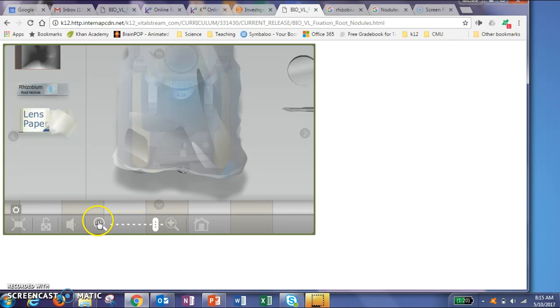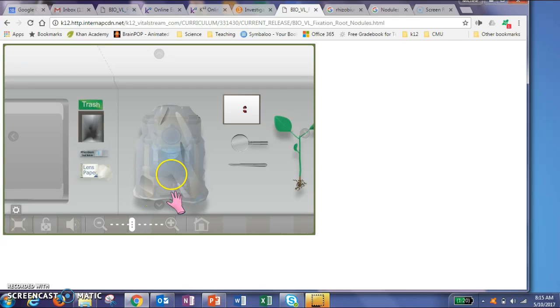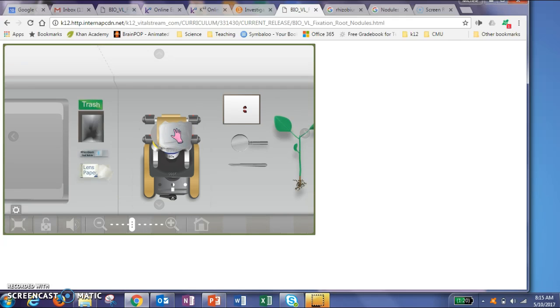So I'm going to have to return my zoom to a more normal position. I'm going to click on the cover and put it down over here by the scalpel by clicking again. And I'm going to turn on my microscope by clicking on the power bar.